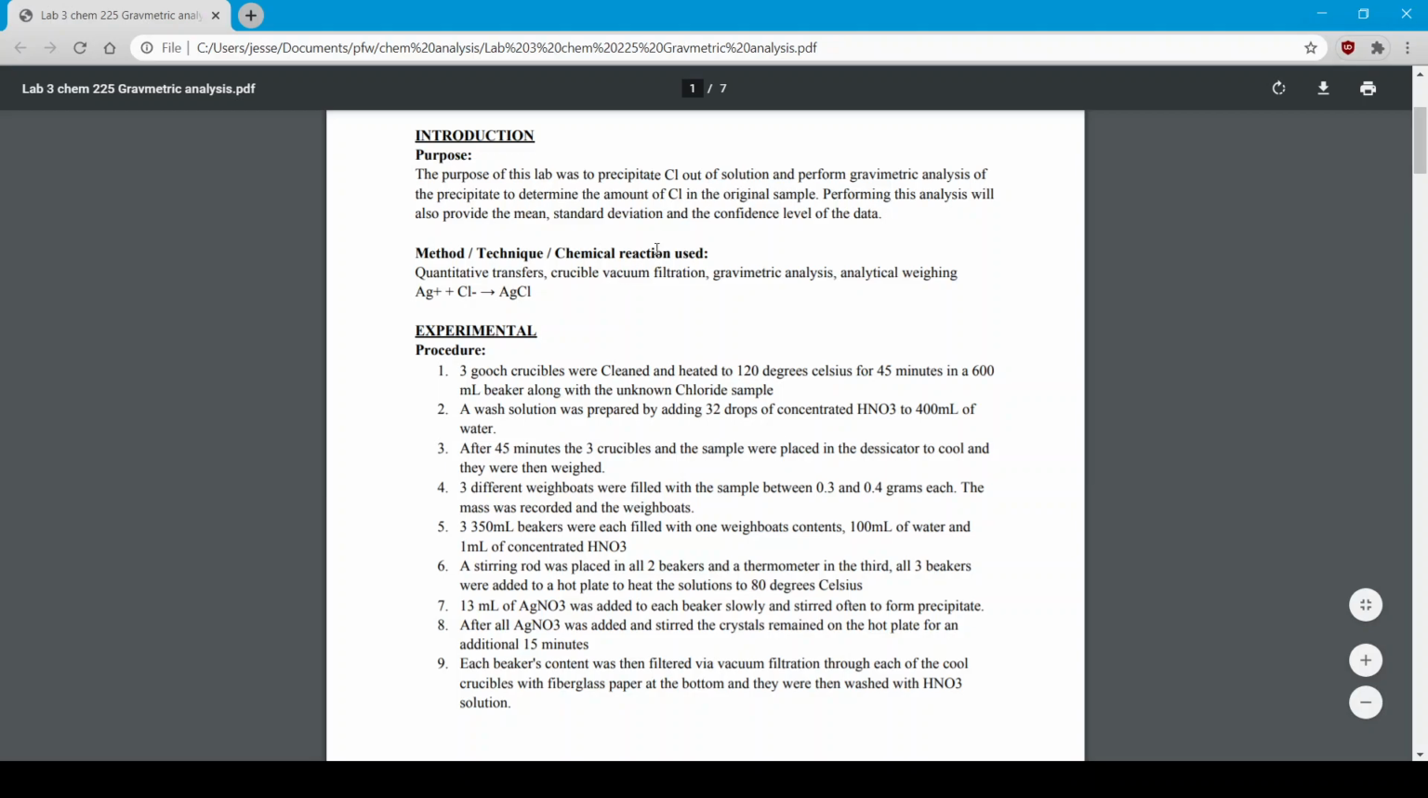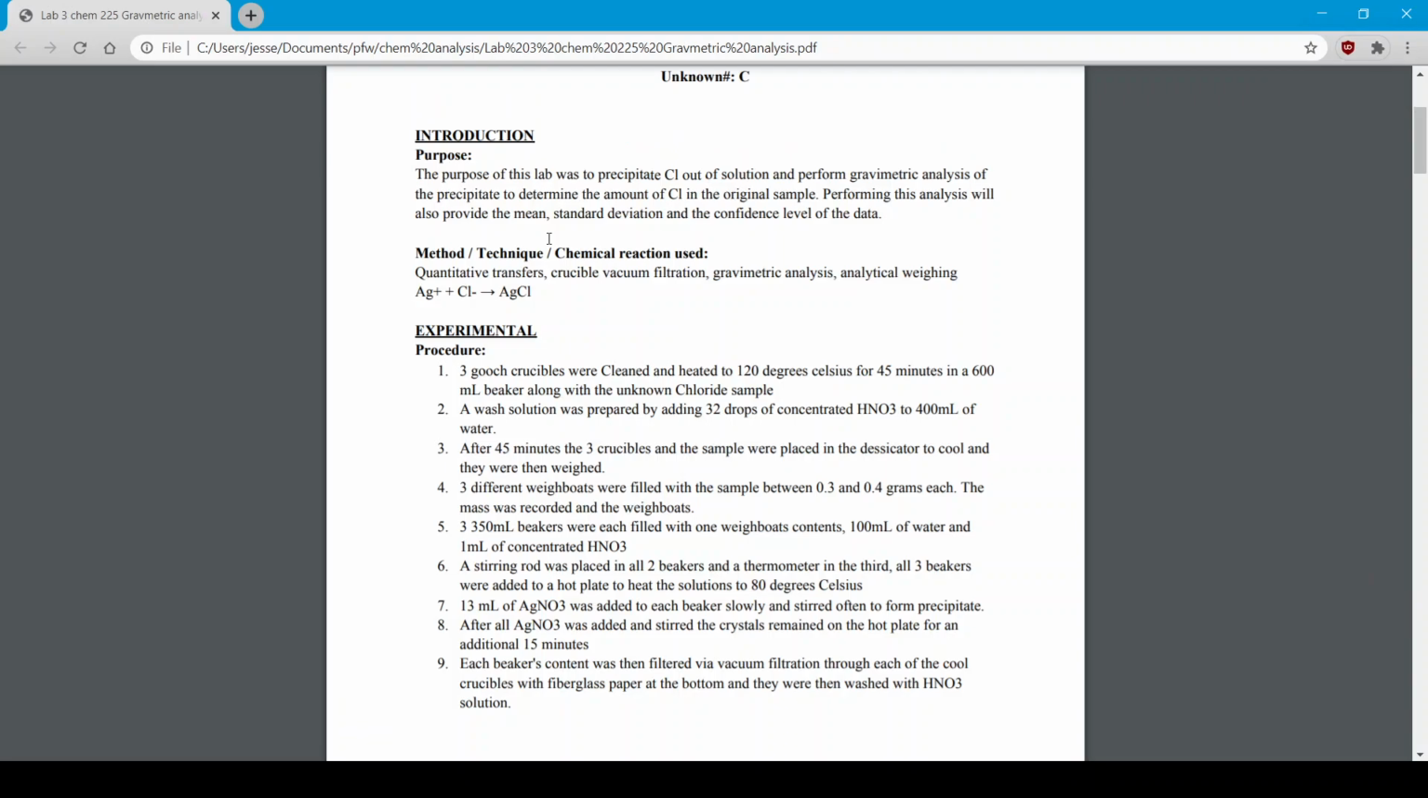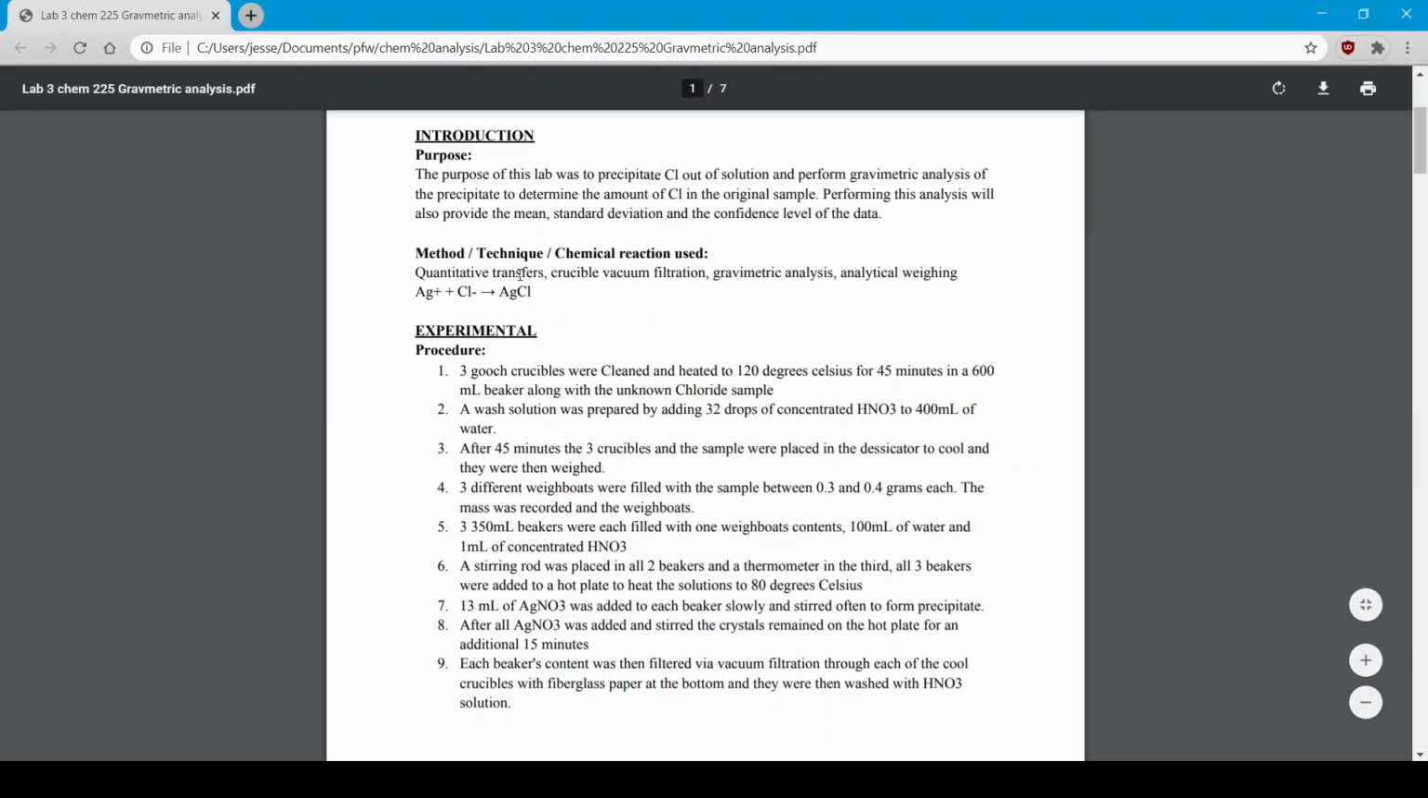Next we move on to method, technique, chemical reactions. This is the second part of your standard lab report that you're going to want to fill out. In this section, you basically want to name the methods or techniques and write the chemical reaction depending on which applies. So in this case, we did a quantitative transfer, crucible vacuum filtration, gravimetric analysis, analytical weighing. So we're going to break these down.